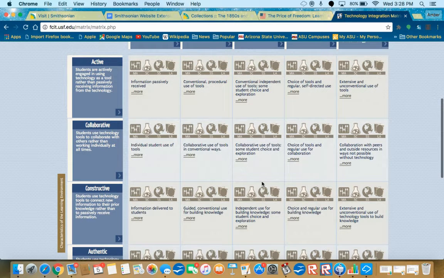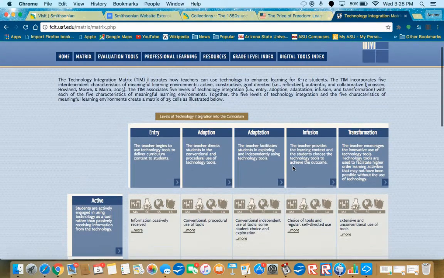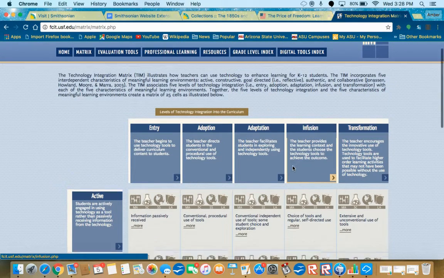And the difference is in the first one, there's not really a lot of student choice. The teacher's doing the choosing of the website. And in the second one, the choice of tools would be more collaborative, and the students would be doing that together, and they'd be able to pick whatever type of technology they wanted to use to present their information.